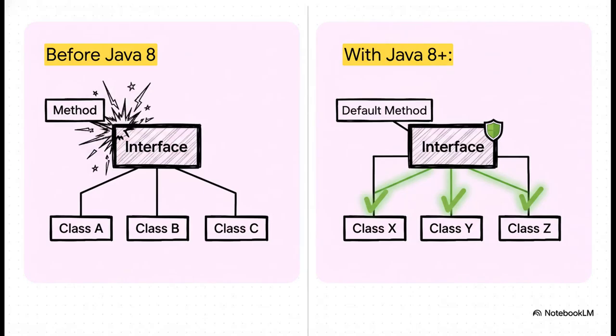And wow, this really shows the night and day difference. On the left, before Java 8, you add one method and you get what's basically a compilation explosion. All your user's code just breaks. But on the right, with Java 8 and beyond, you add a default method and everything's fine. The existing code just keeps on working. It was a total game changer.